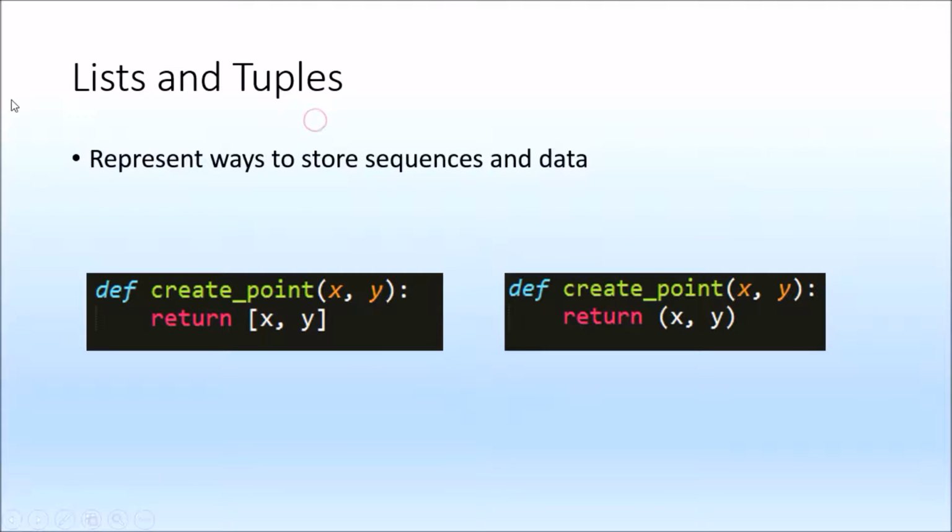And so now we've seen an introduction to lists and tuples. Lists and tuples actually represent ways to store sequences of data, and a type of data is a sequence. Here we see an example of a list, and here we see an example of a tuple. These end up being 2-element sequences.